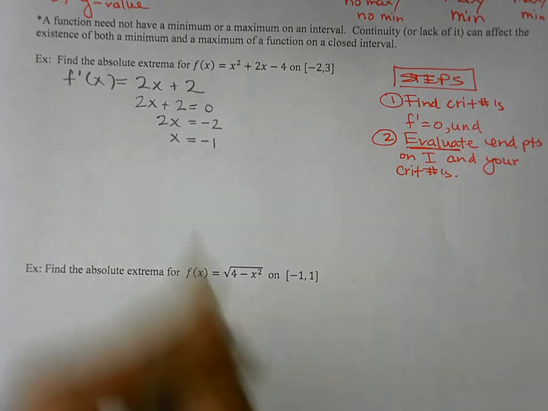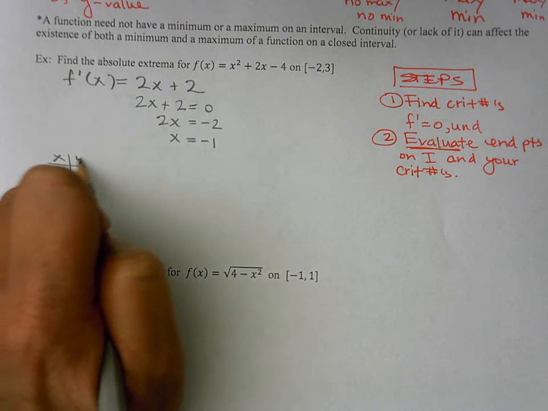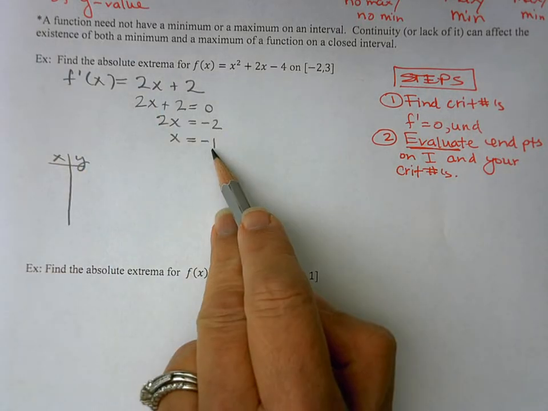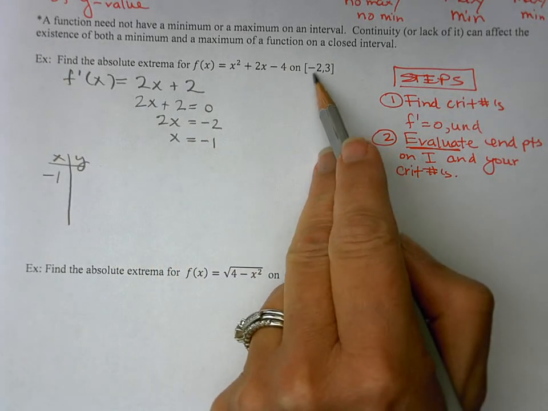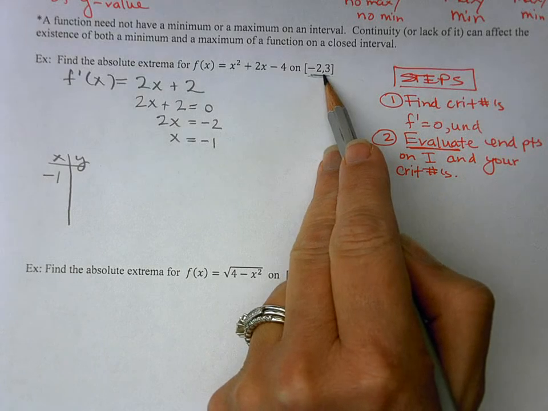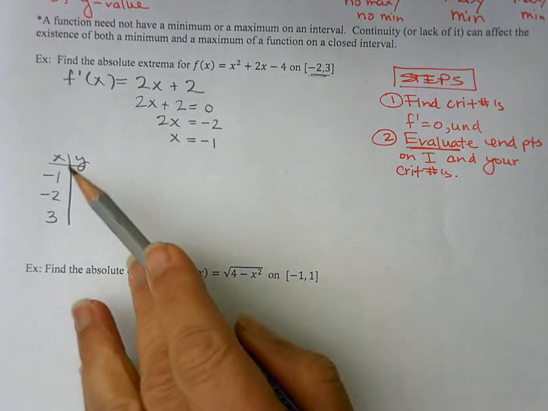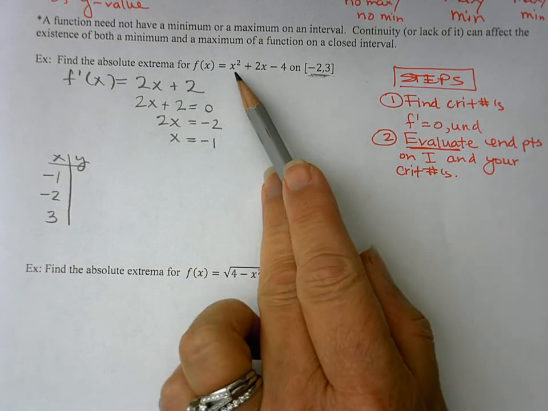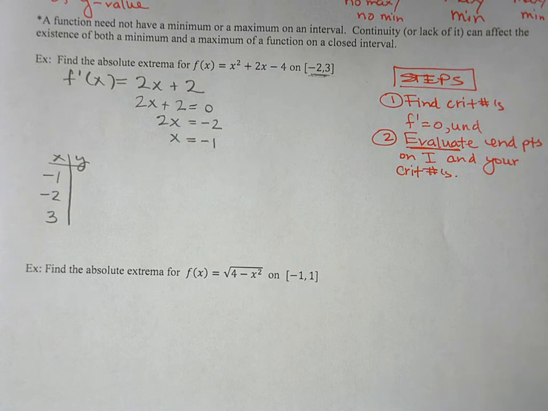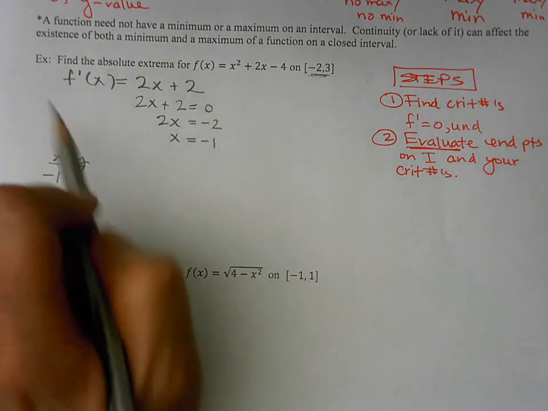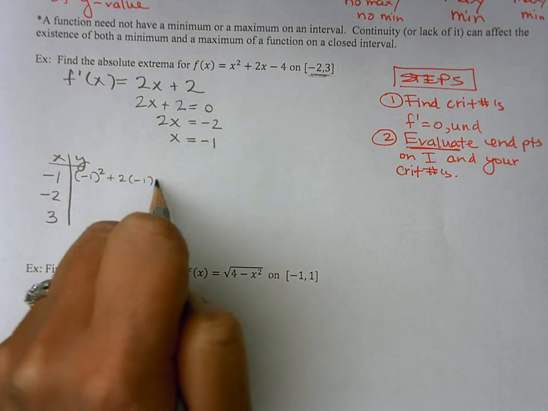So I'm just going to do a t-table. You don't have to do a t-table; you can do this all kinds of ways. I'm going to just do x and y. My critical number here is -1, so I want to evaluate -1, my critical number, and the endpoints of my interval. So here's my interval right here. The endpoints are -2 and 3. Then I'm just going to replace x with -1 and do that arithmetic, replace it with -2, and also replace it with 3. So I'm just going to write out the first one. From there on, I'm going to do everything with mental math and hope that goes well.